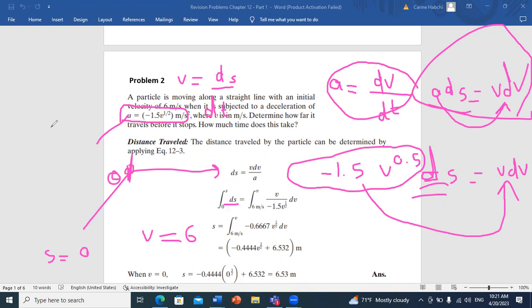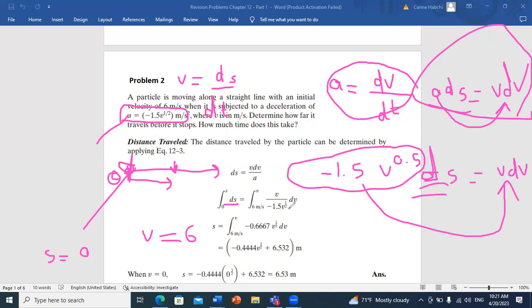However, in other problems they can tell you the initial position, for example, s equals 2 meters, and we start from here. In this case, you integrate from the initial value of s, from 2 to s, and here from 6 to v. But here, because they didn't mention anything, we consider that we started from the origin. So we integrate from 0 to s, and on the other side, we integrate from 6 to v.